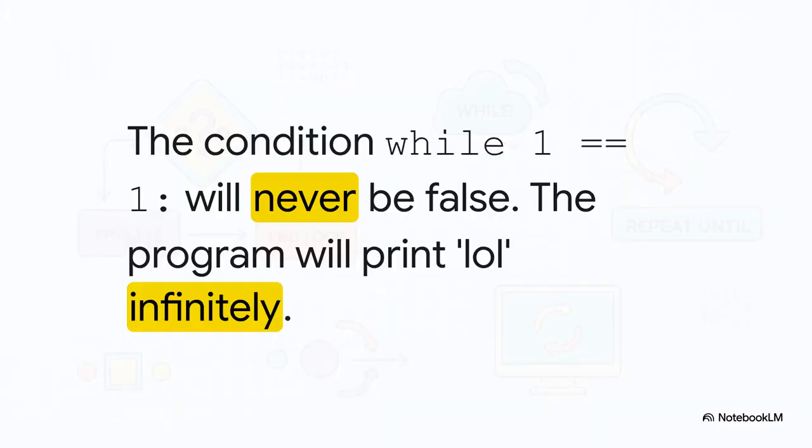So why does this happen? Let's look at this dangerous piece of code. The condition is while 1 equals 1. Now, let me ask you a question. When is 1 not equal to 1? The answer is never, right? That condition is always going to be true from the beginning of time to the end.